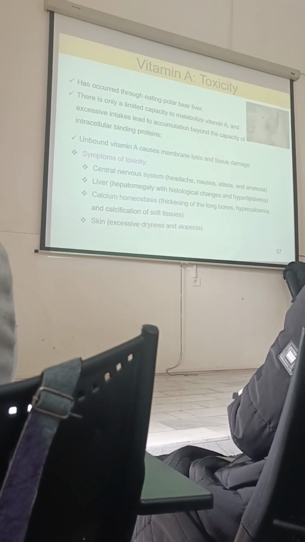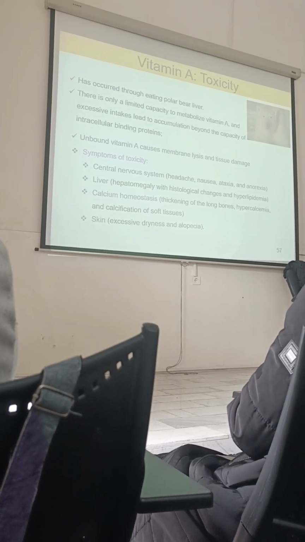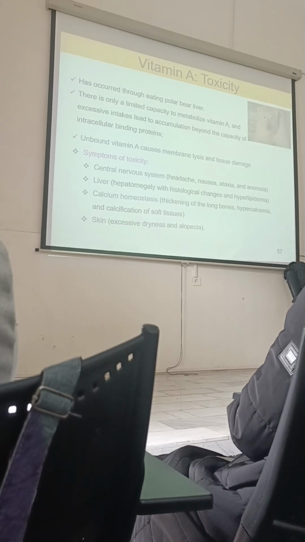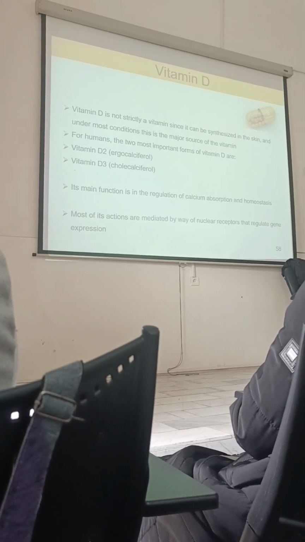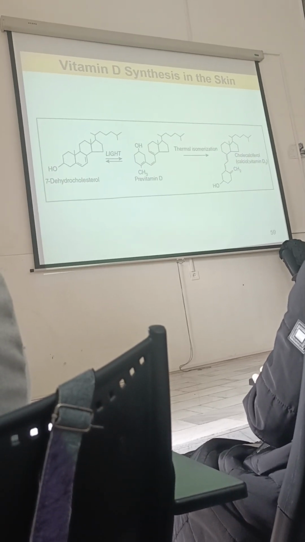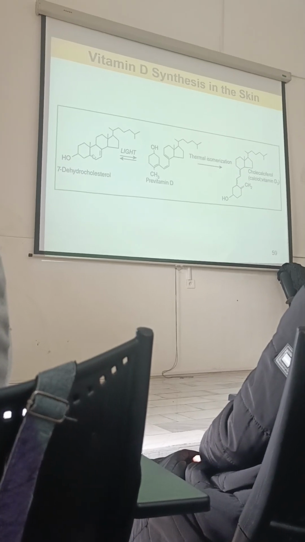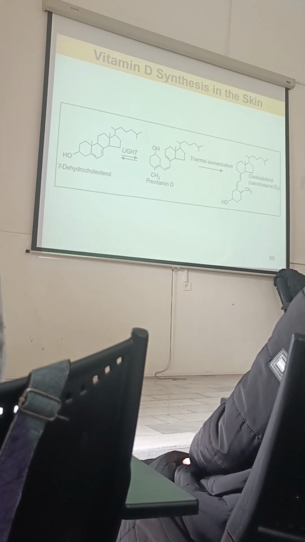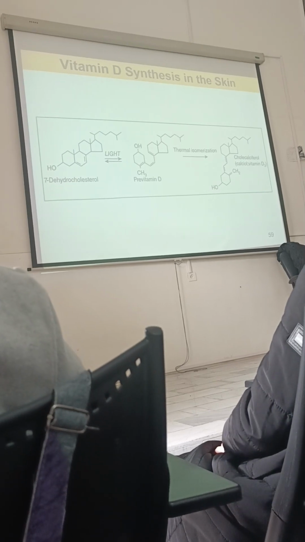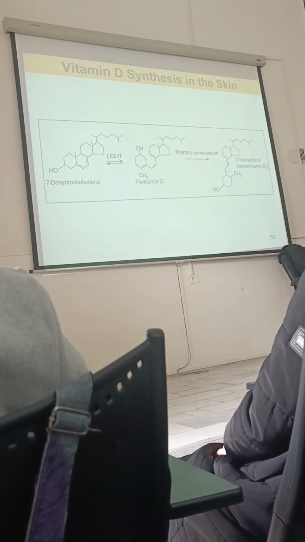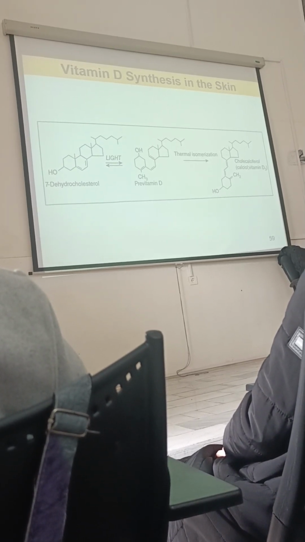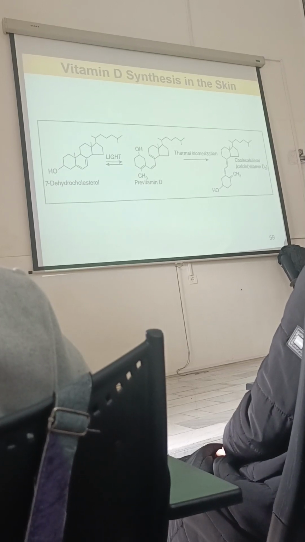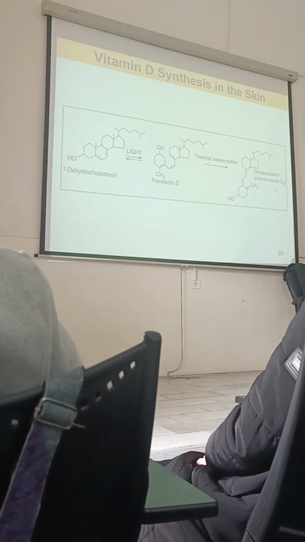For example, it can cause liver damage, skin damage, and central nervous system damage. And about vitamin D, we have a precursor under the skin. If I ask you the name of the precursor located under the skin, this is 7-dehydrocholesterol. On exposure to UV light and a specific temperature, it can convert to vitamin D.